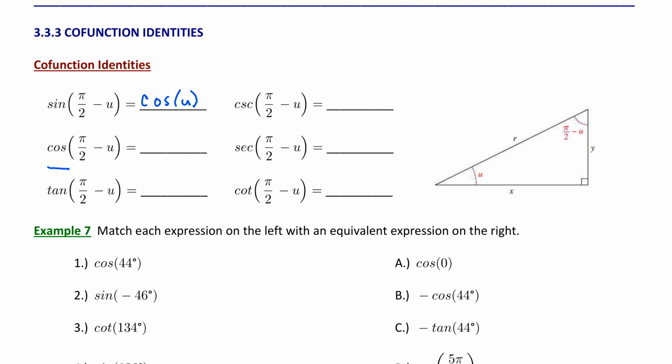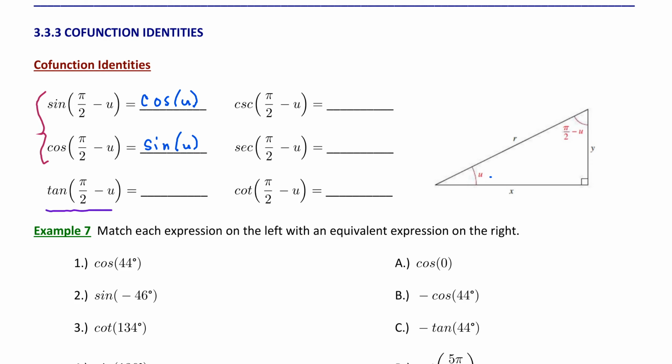Let's look at cosine of pi over 2 minus u. From the angle pi over 2 minus u, cosine is adjacent over hypotenuse. That is the ratio y over r. But from the perspective of u, that's opposite over hypotenuse, or sine. Therefore, cosine of pi over 2 minus u is equal to sine of u. Sine and cosine, then, are an example of a cofunction pair. We'll see a similar relationship between tangent and cotangent.